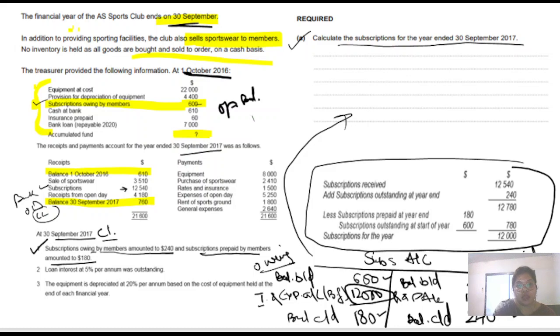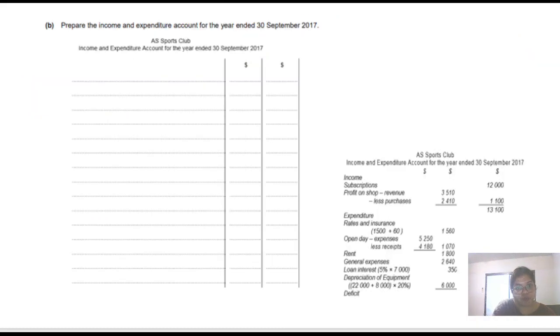Moving forward, in part B, they ask you to prepare the income and expenditure account for the year ended 30 September 2017. For the income and expenditure account, first of all, you should have a clear version of what your income is and what your expenditure is. So what is your income? The foremost thing is your subscription.